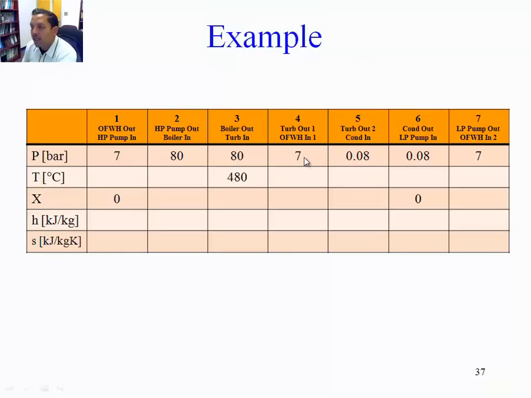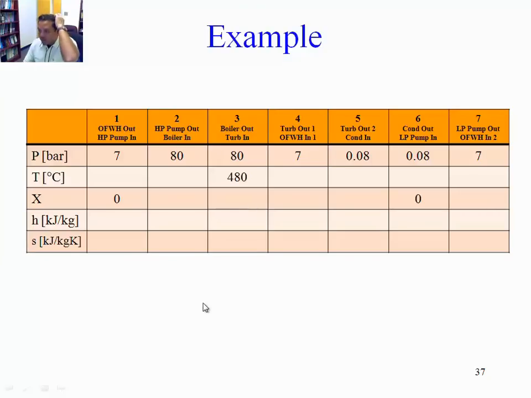The turbine extracts at 7 bar. Then the second outlet of the turbine is 0.08 bar, and it's passed through the condenser, and saturated liquid is created, so 0 for quality. And then it's passed through a low pressure pump, which increases the pressure from 0.08 to 7 bar, ideally isentropic. Also, the exit of the open feed water heater is saturated liquid. This is what goes into the high pressure pump.